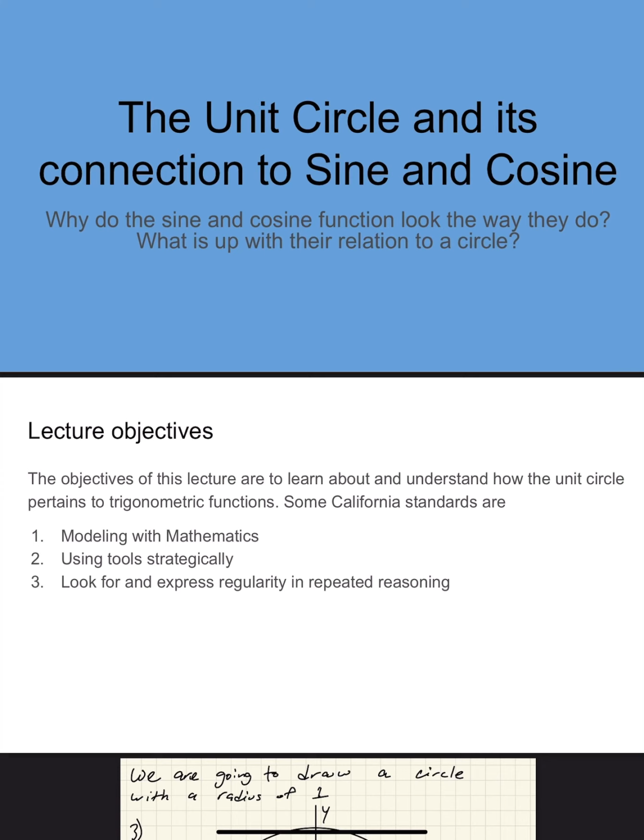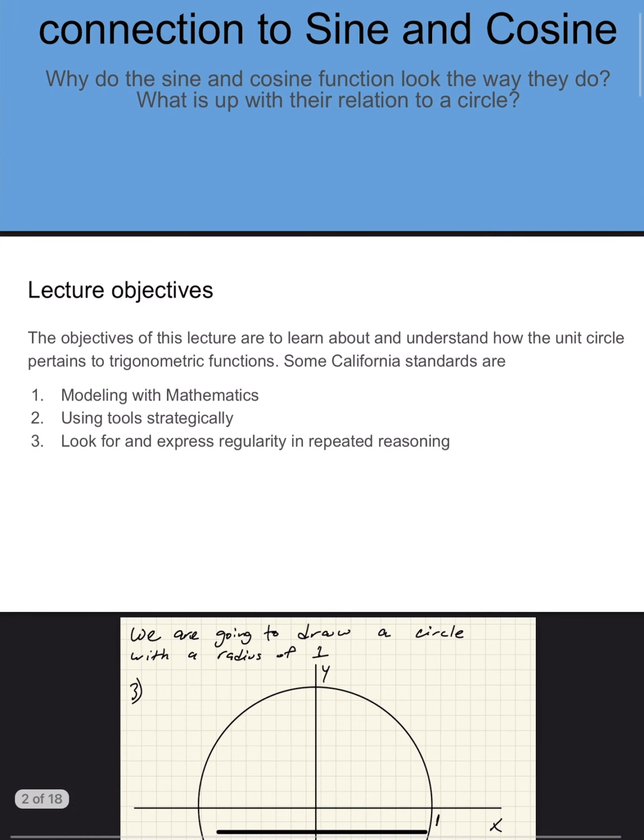Some leading questions for this topic are just why sine and cosine look the way they do, and how do they relate to circles, most importantly the unit circle, or circle of radius 1. Our lecture objectives are to learn about and understand how the unit circle pertains to trigonometric functions. Some of our standards are modeling with mathematics, using tools strategically, and looking for and expressing regularity in repeated reasoning.